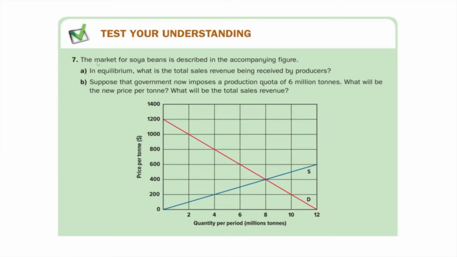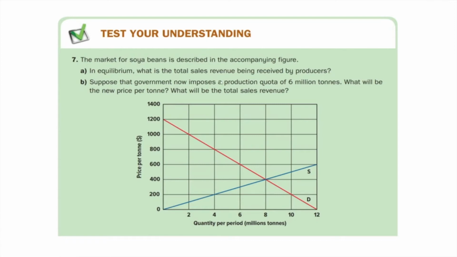We can look at this very simple example here. In 7, it says the market for soybeans is described in equilibrium. What is the total sales revenue being received by producers? So if we look at equilibrium, it's right here. That's $400 a ton and 8 million tons. So 4 times 8 is 32 million. 32 is what you would get there. So that's the total amount of income that this soybean industry is producing.